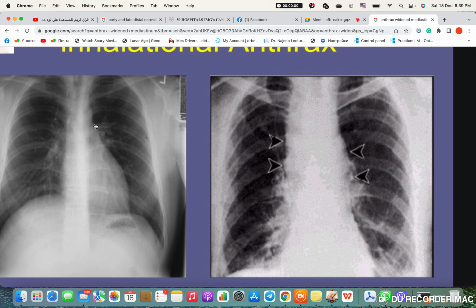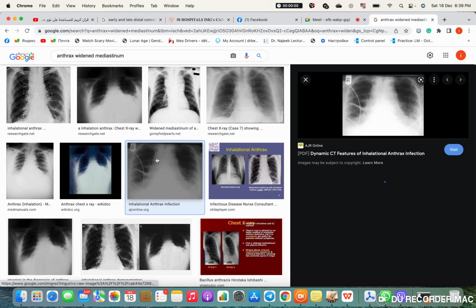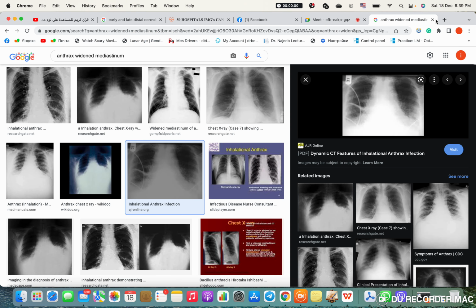So basically, if you see this aortic knob here, there is an aortic knob, yeah? Can you see it here? No way, it's disappearing because of the hemorrhagic mediastinitis. So let me send this photo and let me show you a normal mediastinum.